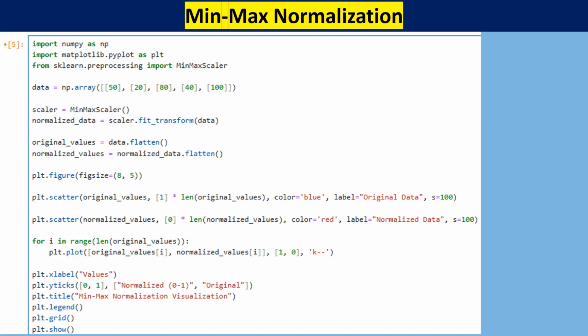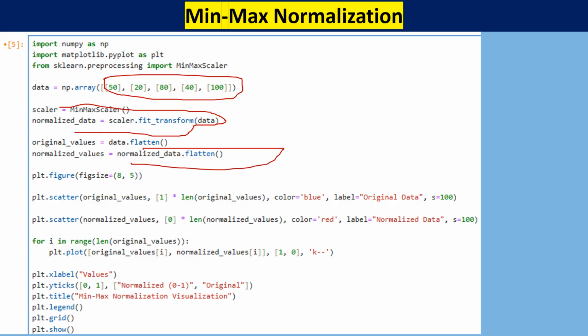This is the code. We have sample data, and then initialize the normalization for min-max, and set up a plotting area, then create a figure, plot the original data points, and then normalize the points and plot the normalized points.